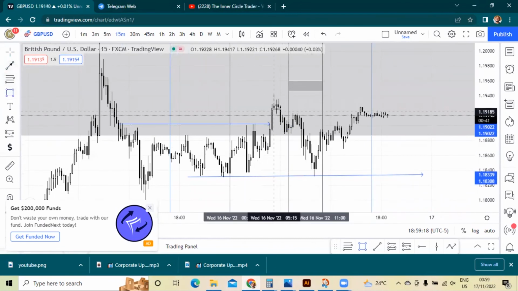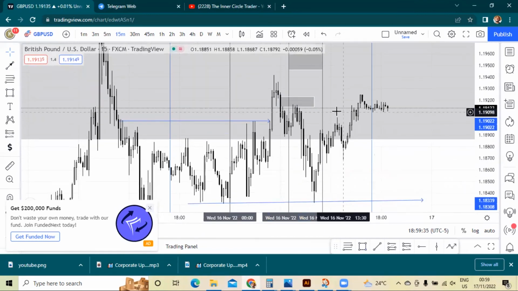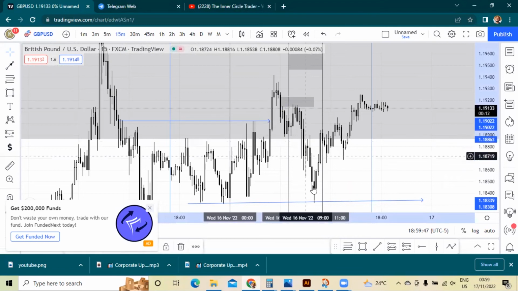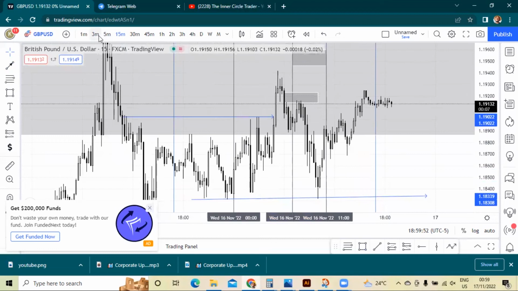Price tapped into an FVG. Tapped into an FVG around here. Okay. And this FVG, as price tapped into it, it gave a 3 minutes break of structure, or you call it market structure shift, and that's how it sold. You sell your way down here and get what you want.